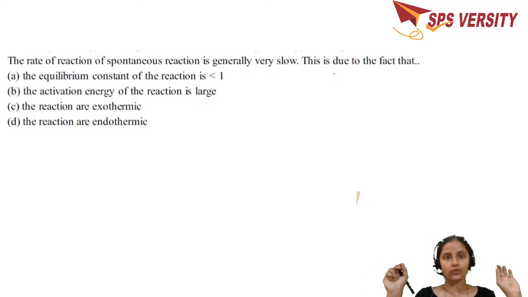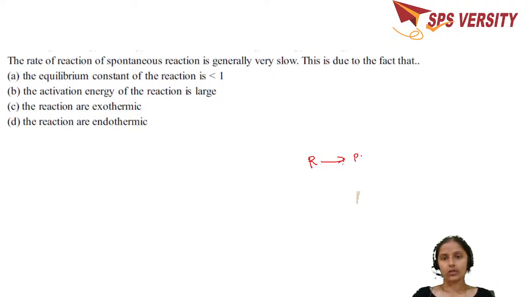The equilibrium constant of the reaction is less than 1. The activation energy of the reaction is large. The reaction is exothermic. The reaction is endothermic. So a spontaneous reaction can be exothermic as well as endothermic. And for example, you take this reaction, reactants give rise to product. So this is a spontaneous reaction.